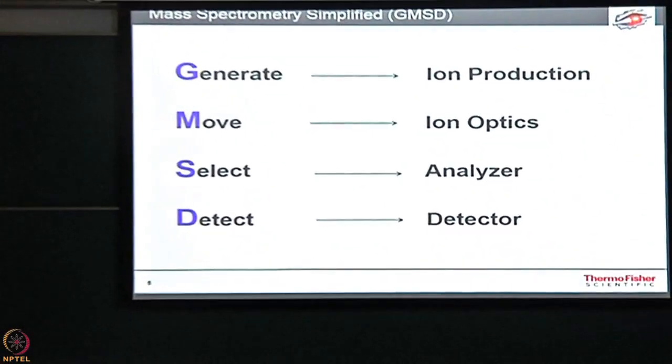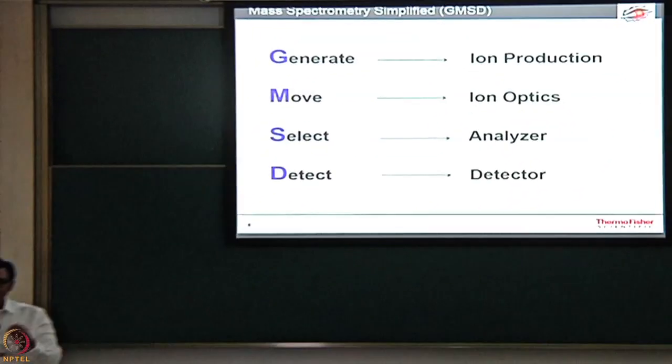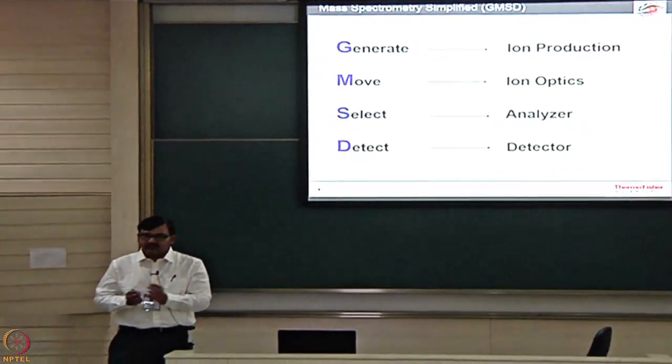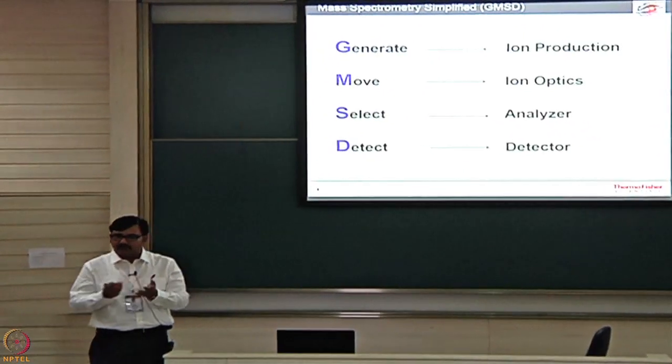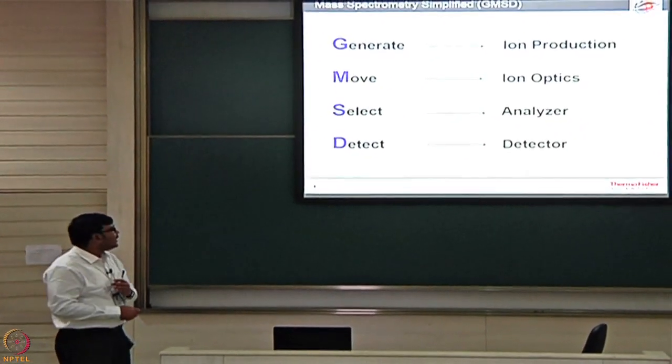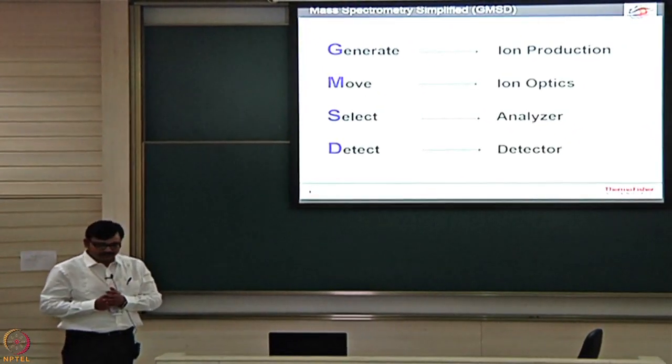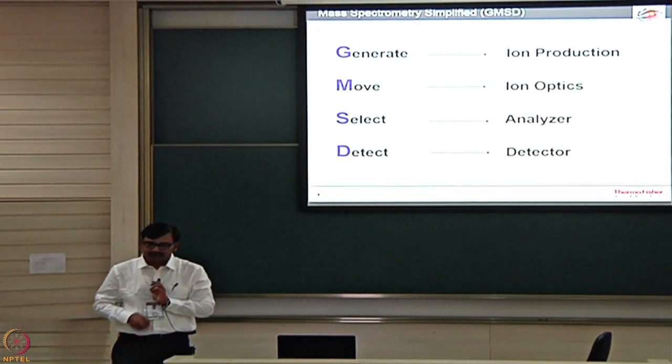Then Selection. Obviously you have to separate the molecules because you have a mixture of masses. So you have to filter which mass you want to identify, and you can control that. And lastly there is the Detector. So you have to detect the molecule.